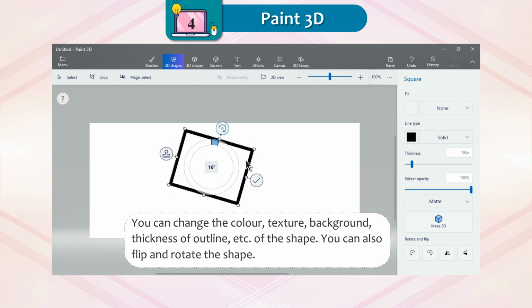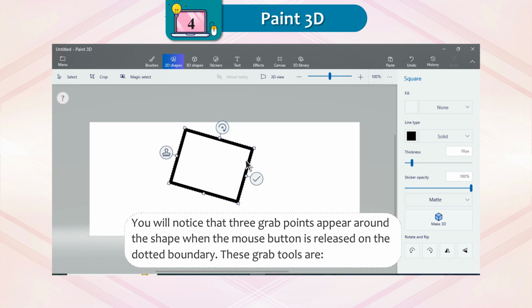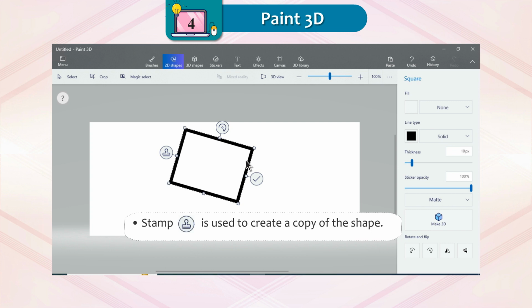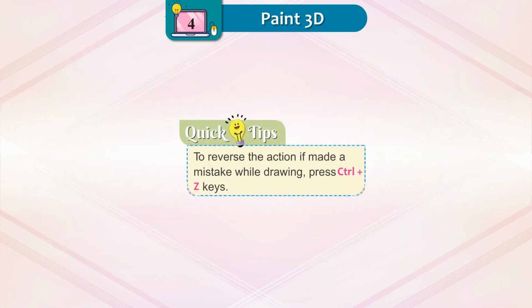You can change the color, texture, background, thickness of outline, etc. of the shape. You can also flip and rotate the shape. You will notice that 3 grab points appear around the shape when the mouse button is released on the dotted boundary. These grab tools are Stamp. Stamp is used to create a copy of the shape. Rotate is used to rotate the shape. Commit is used to complete and accept the shape. Quick tips. To reverse the action if you made a mistake while drawing, press Ctrl+Z keys.